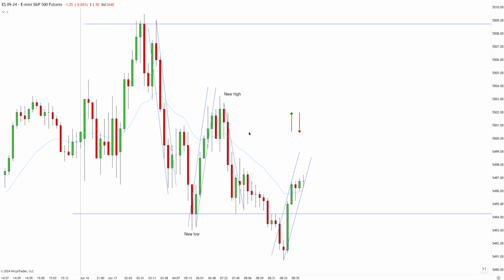We're looking at S&P 500 and mini futures. We're going to use price action rules to help us identify where the market is going to go and how we're going to find high probability setups.